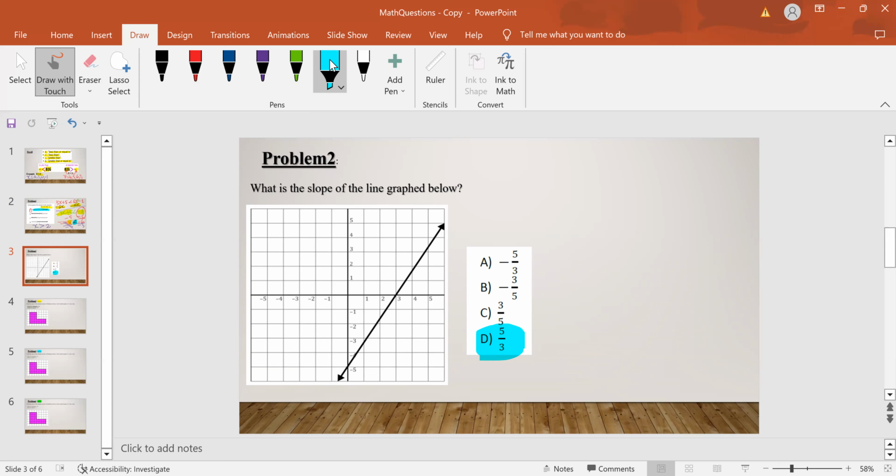First of all, I have to understand that this line is going up. The line is increasing. Every time the line is increasing, the slope will be positive. Therefore, I know that A cannot be the answer. B also will not be the answer. So you're going to be between C and D. Now, how do you know that the graph is going up?